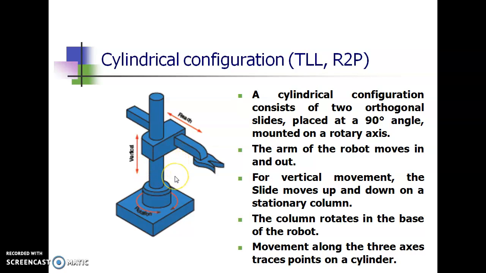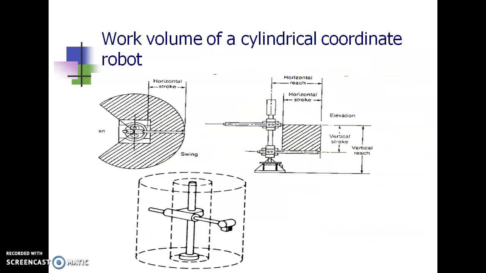The work volume of the cylindrical configuration, by the name itself, is a cylinder. How we are achieving this work volume, you can see from this diagram. This is the horizontal stroke. What is the horizontal stroke? From this minimum level to the maximum level. This is why it is actually a hollow cylinder. This arm is at its minimum level, this is the maximum level, so it can move in this direction. This is the horizontal stroke.